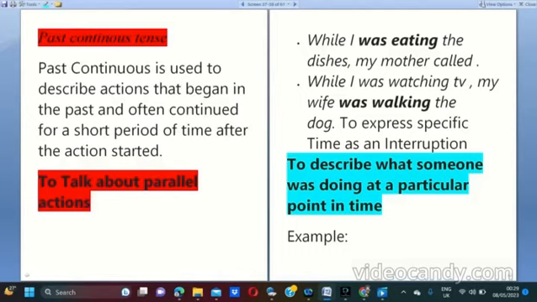Next, to describe what someone was doing at a particular point of time, that can also be explained by using past continuous tense. I was walking in the garden all the day yesterday. So here, to describe what someone was doing at a particular point of time. See, all the day yesterday is a particular point of time. What someone was doing at the time, that is what can be explained by past continuous tense.